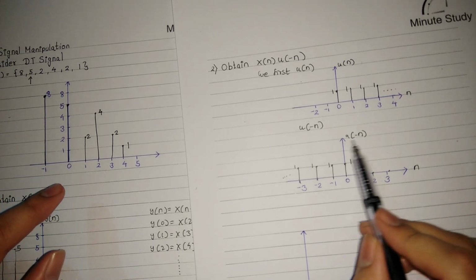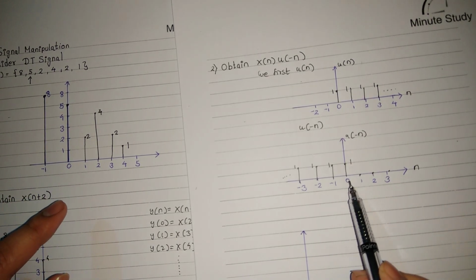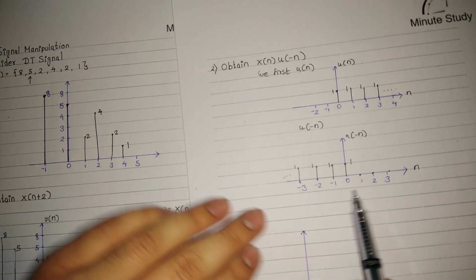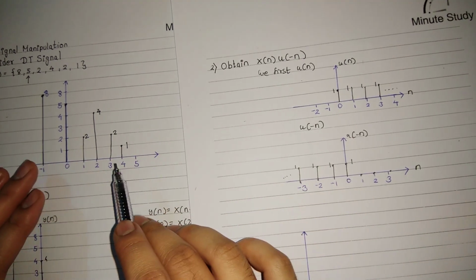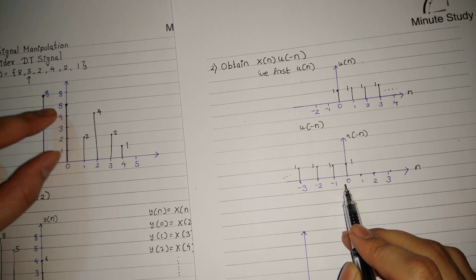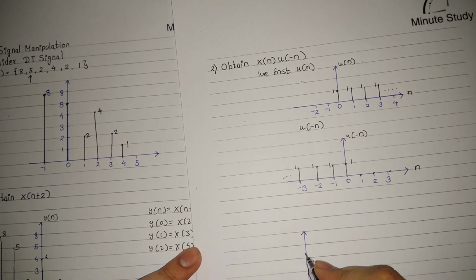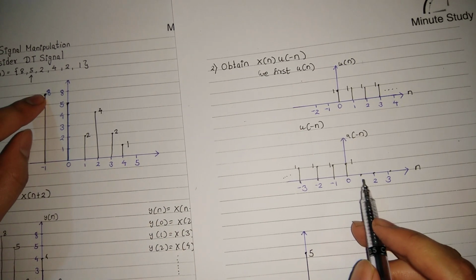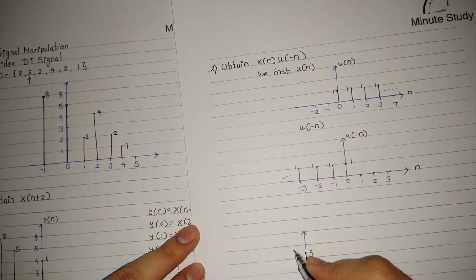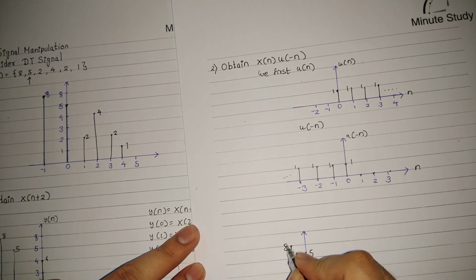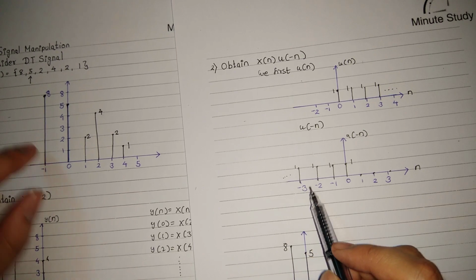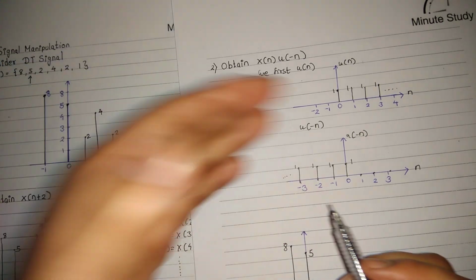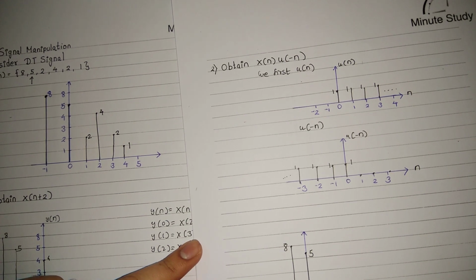Guys, have a look, for u of n the values exist only for origin and left side, and on its right everything is 0. So if we multiply this signal with this signal, origin value will be as it is, like 5 into 1 will be 5. So origin value will be 5. On its left we are having 8, so 1 into 8 will be 8, so minus 1 will be 8. Similarly after 8 all the values are 0 for this given DT signal, so 0 into 1 will be 0, so ahead values will be 0.